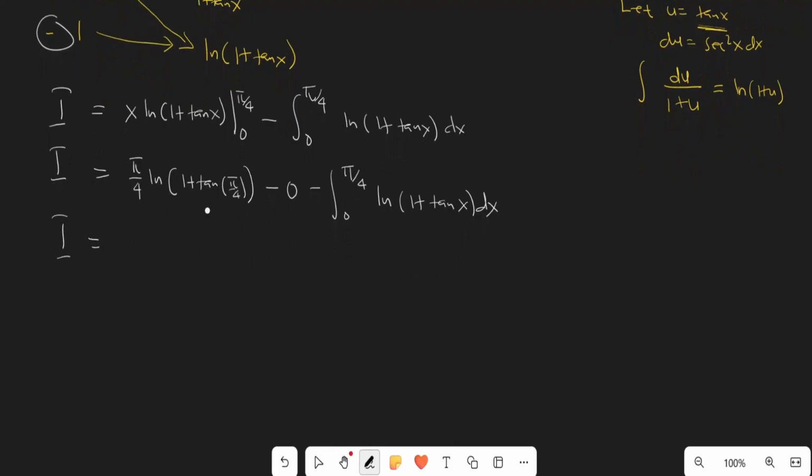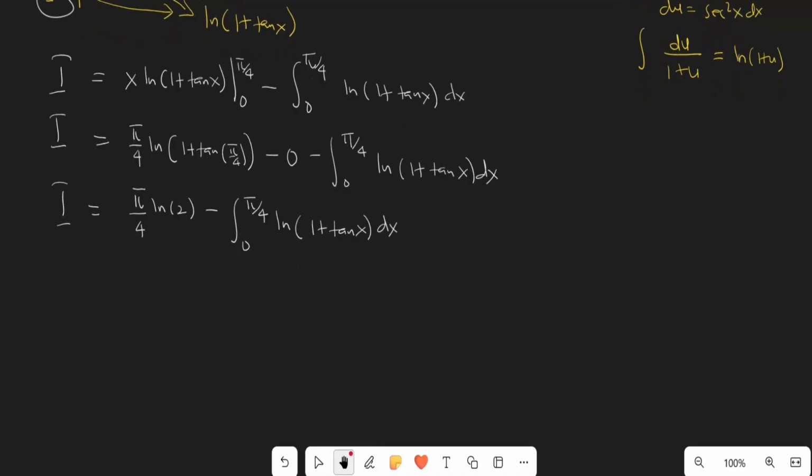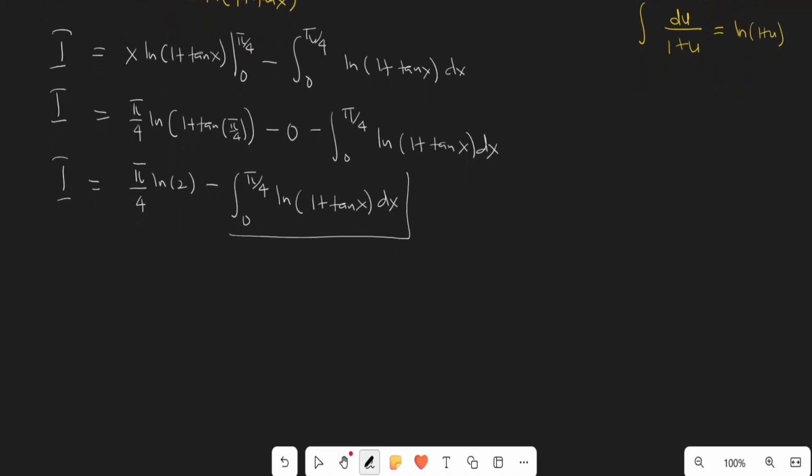So tangent of pi over 4 is tangent of 45, which is 1. And I have 1 plus 1 here, which is 2. So we have the ln of 2. So this one simplifies to pi over 4 times the ln of 2, minus the integral from 0 to pi over 4 of the ln of 1 plus the tangent of x dx. So the task now is to find the value of this integral. Once we get the value of that integral, we just subtract that from pi over 4 ln of 2, and then we'll get the resulting value of our integral I.